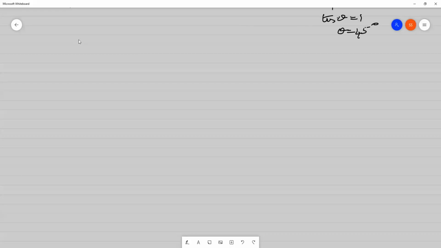Now, so far we learned what the slope of a line is, the physical meaning of the slope of a line, how to find the slope when an angle is given, and how to find the slope when 2 points are given. Now we are going to see not a line but a curve.